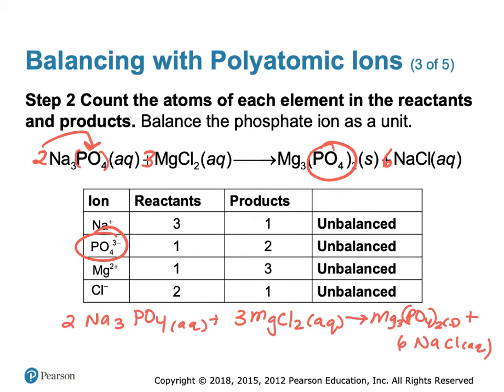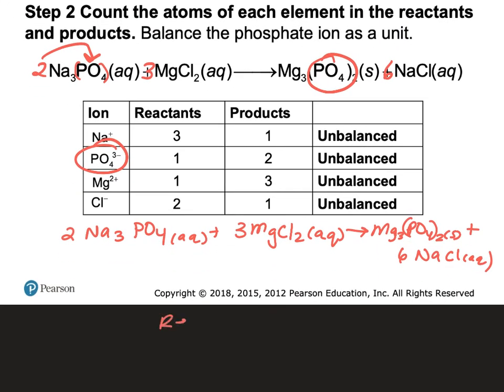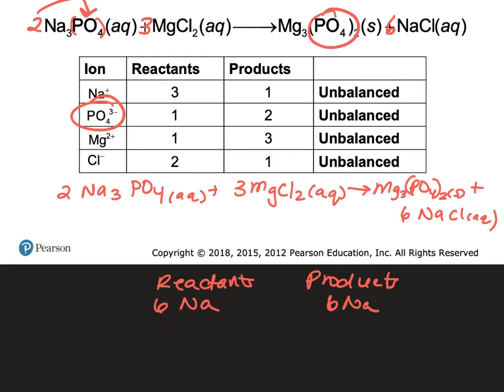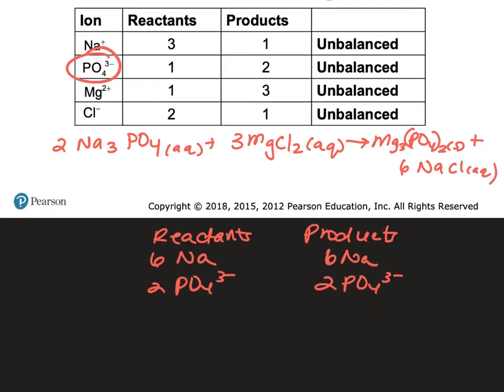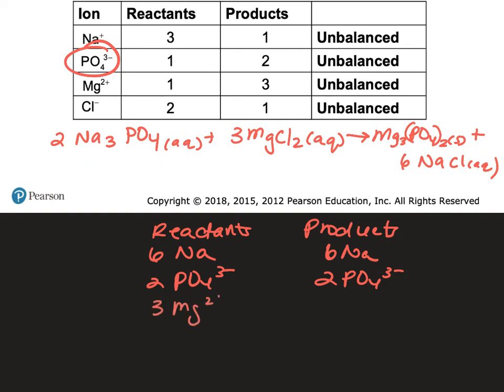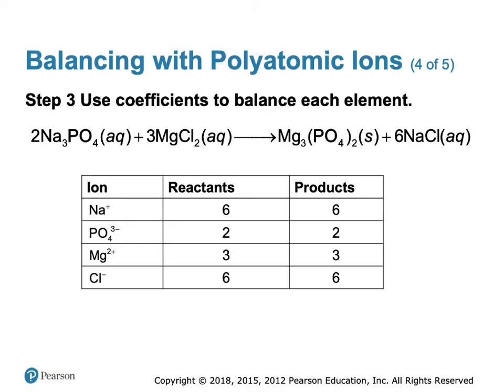Okay. So if we write this down, we will see, okay, on the reactants and then products, that we have 6 sodiums and 6 sodiums. And then we have 2 phosphates and 2 phosphates. And then we have 3 magnesium 2 pluses and 3 magnesium 2 pluses, and finally we have 6 Cl minus on the left and 6 Cl minus on the right, so we are balanced. And so you can see that here nice and neat in table form.